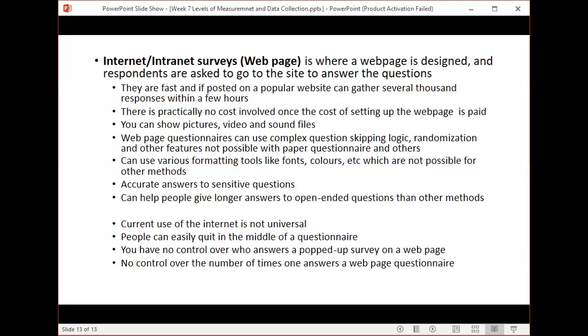Technology has advanced where IP addresses and stuff like that, so we can know and restrict. Once it pops on this computer, it won't pop on it again. So you can restrict who, or the number of times, one will answer a particular web page questionnaire.